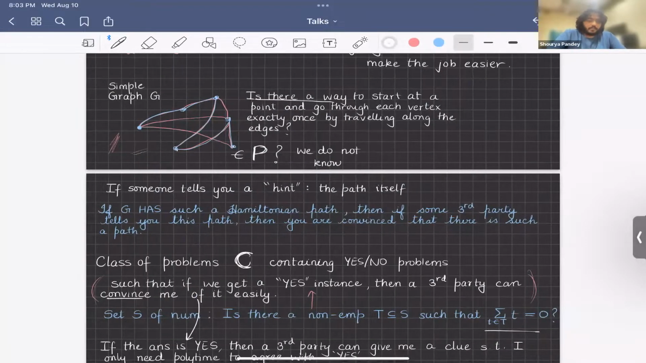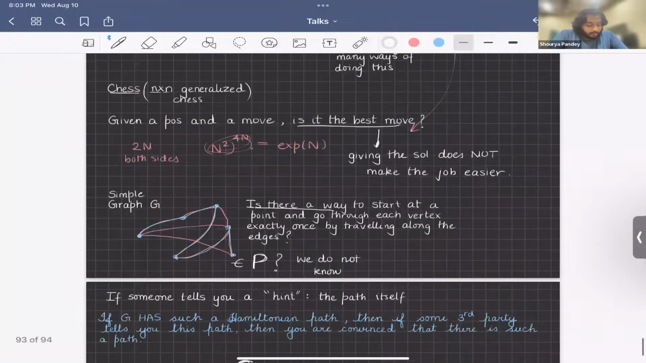In contrast, by the way, suppose the answer to this was no. That is, suppose this did not have a Hamiltonian path. Then it's not easy how a third party can actually convince me that the answer is indeed no, or at least we don't know of such a way to convince.